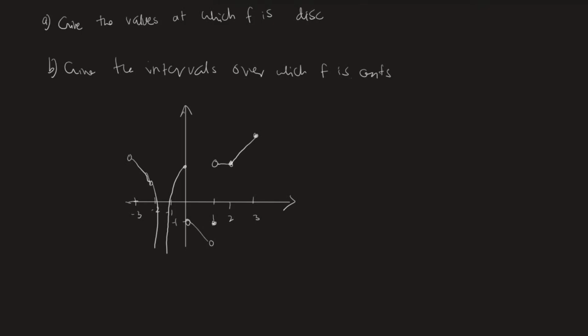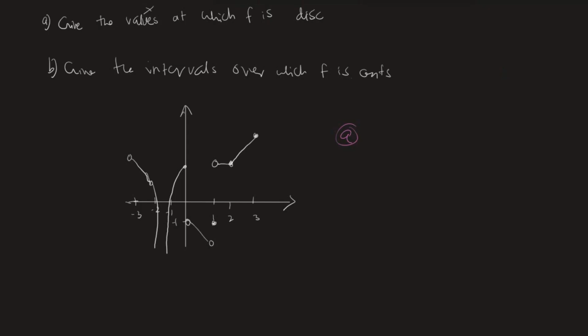All right, so let's go ahead and solve this. So here it says give the values. So the values here basically means the x values. Okay, so like x values at which f is discontinuous. So here we basically have to write the points of x where the function is discontinuous.